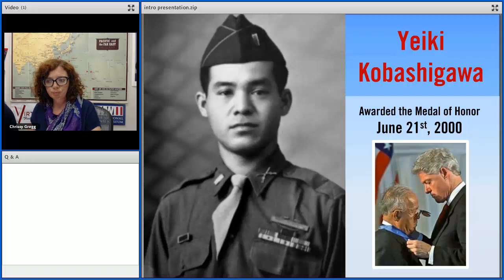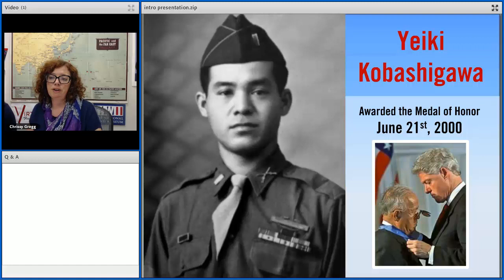Well, in 2000, there was an investigation that ruled that there was discrimination in the awarding of medals during World War II and later conflicts as well. And 21 Asian Americans received the Medal of Honor as a result of that investigation. So their medals were upgraded. And Yeki Kabashigawa was one of those who received the Medal of Honor in June 2000.